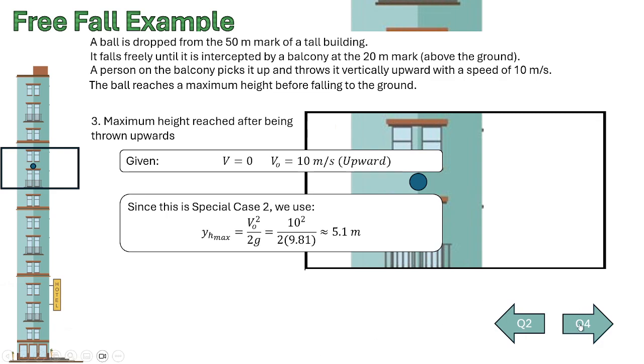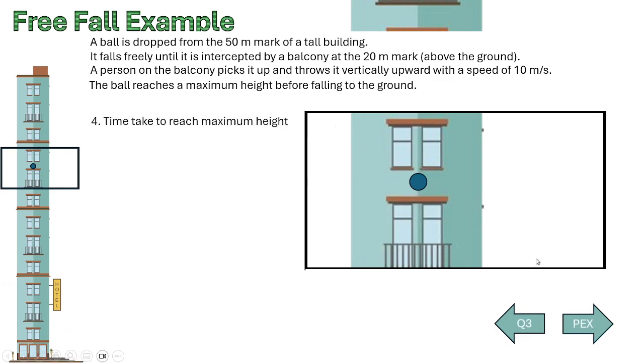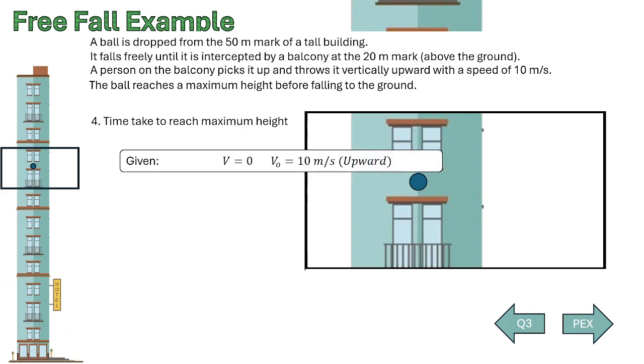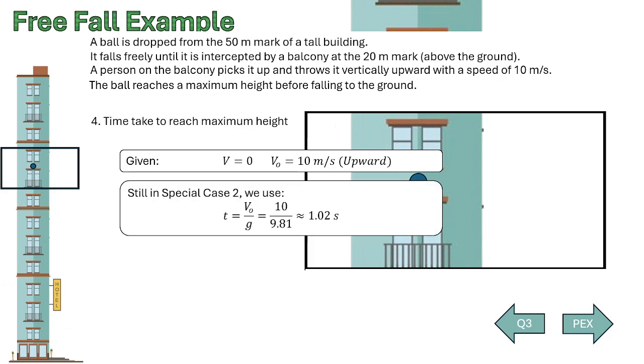Next we have the question for time taken. I'm sorry, that's a typo. That's the time taken to reach maximum height. So the time taken to reach this point. Our formulas are given still here because this is special case 2, the conditions for special case 2, and this is the time. So the time up: t is equal to v naught over g, which is 10 over 9.81, approximately 1.02 seconds. So our final answer for number 4 is 1.02 seconds. It took 1.02 seconds to reach the top.